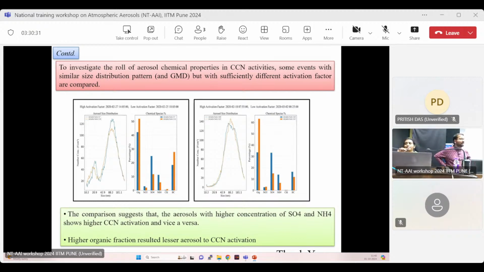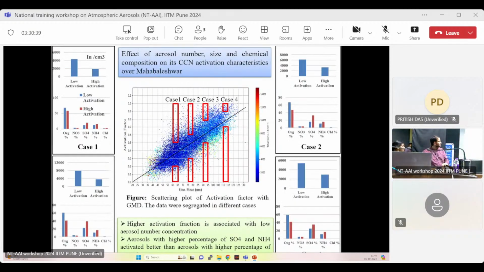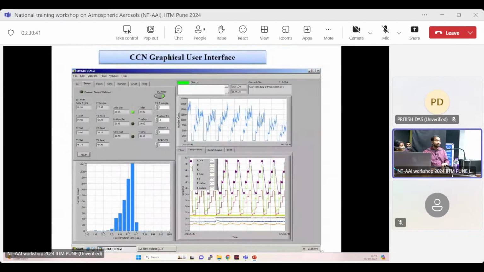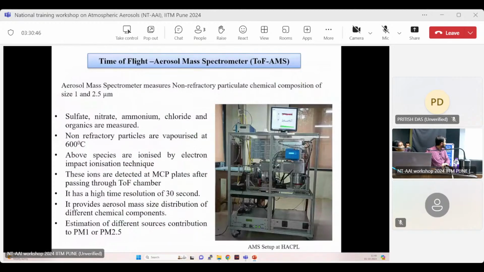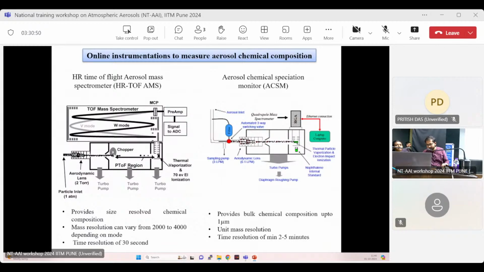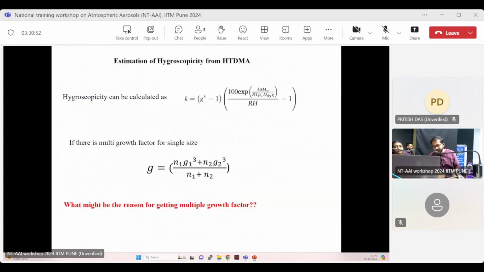Hello, sir, can you open that slide in which you are finding the kappa using HDMI? In the second formula, can you tell me what N1, N2 mean?